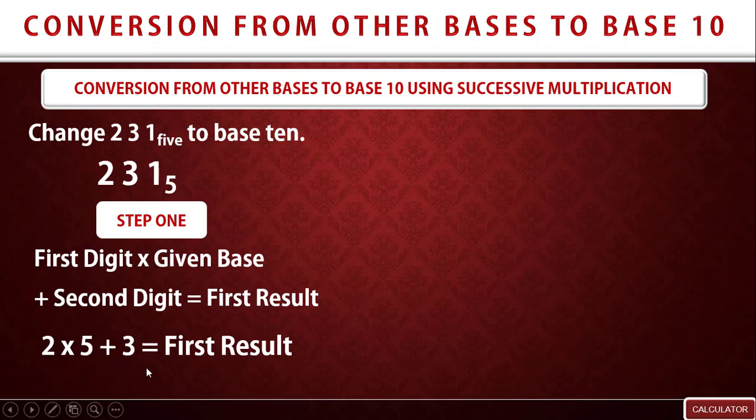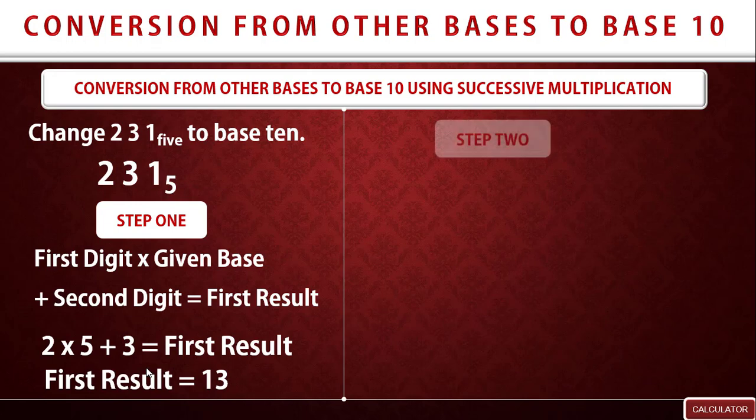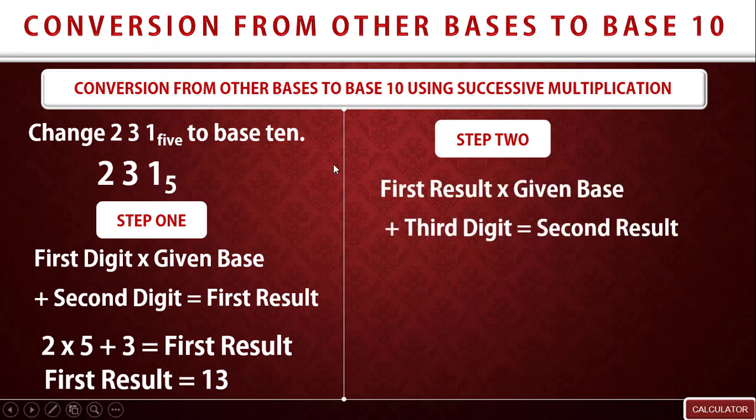10 plus 3, that will give us 13. So our first result is 13. Now step 2. For step 2, we're going to take this first result and multiply by the given base and then add the third digit to it. So that means we have first result multiplied by given base plus third digit. That will give us the second result.